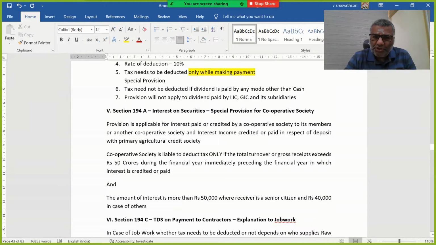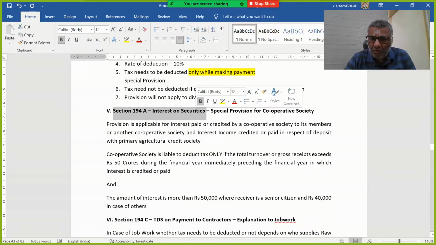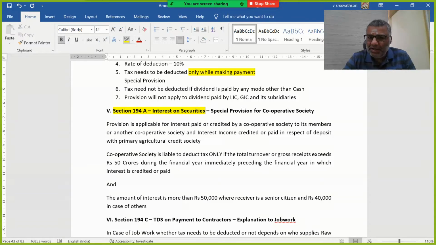Interest on securities, Section 194A. This provision is only for cooperative societies. The provision is applicable for interest paid or credited by a cooperative society to members or another cooperative society, and interest credited or paid in respect of deposits with a primary agricultural credit society. Okay, they will claim ATP, no doubt about it.